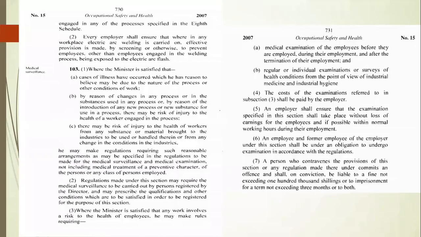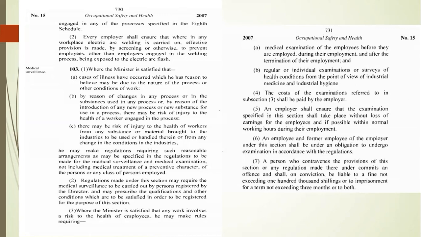So this is just a section of the Occupational Safety and Health Act that I wanted to highlight. It's section 103, which deals with medical surveillance. This section of the Act gives the minister a right to develop regulations requiring medical surveillance and examinations if there's any concern regarding the workplace and any negative effect due to the workplace and occupational hazards in the workplace.